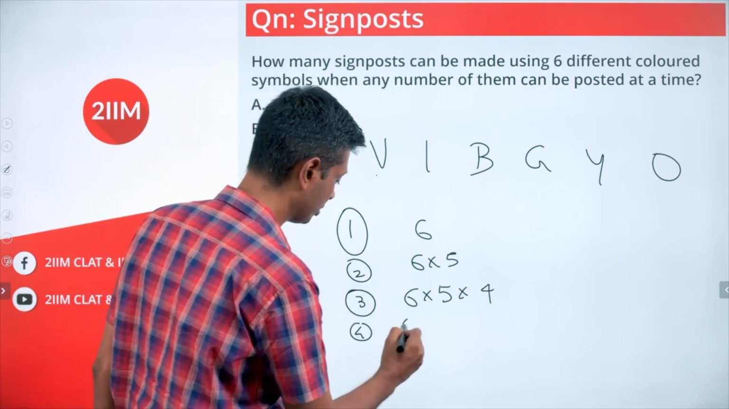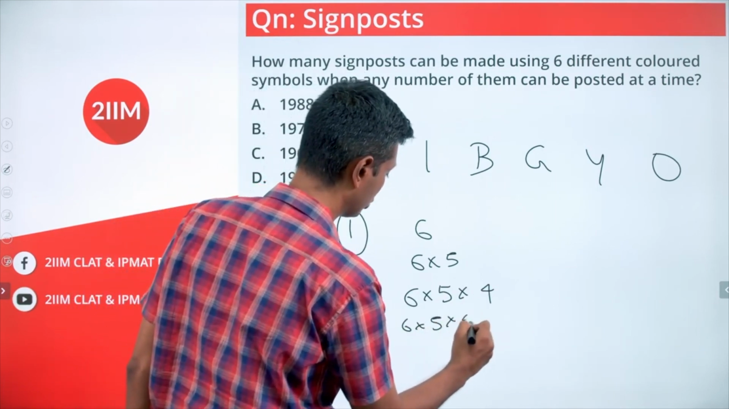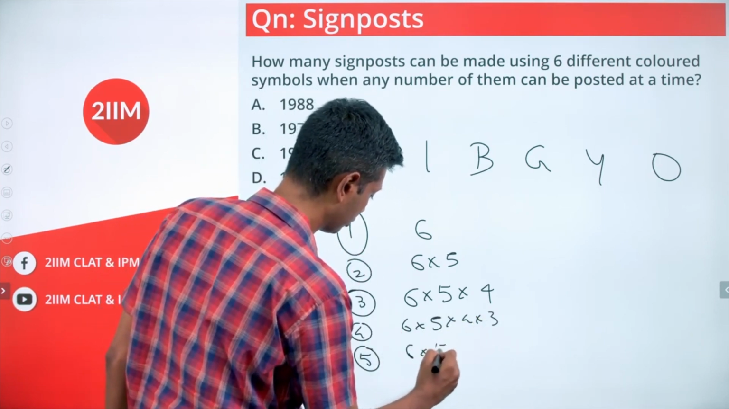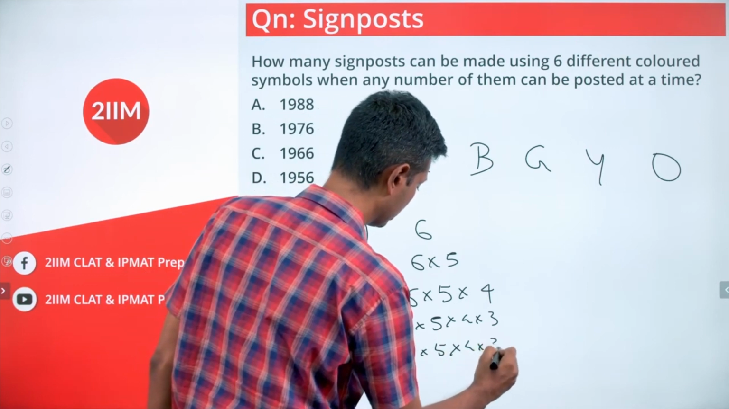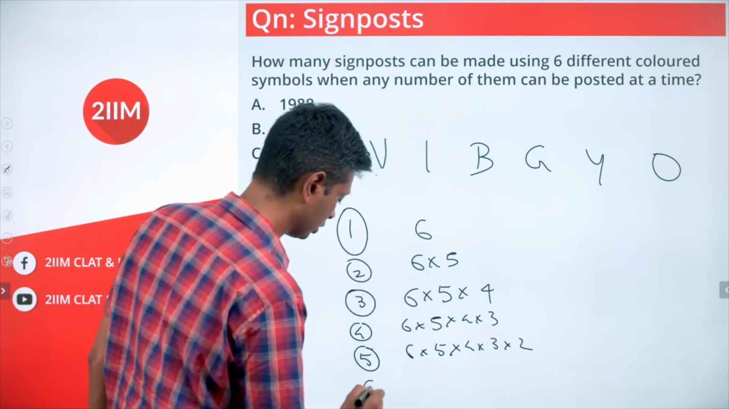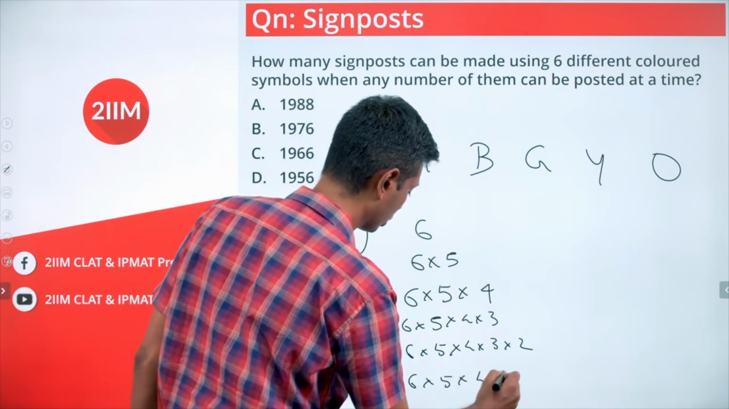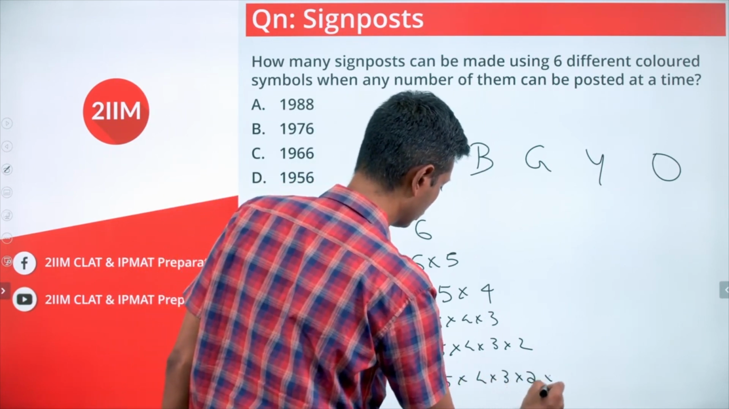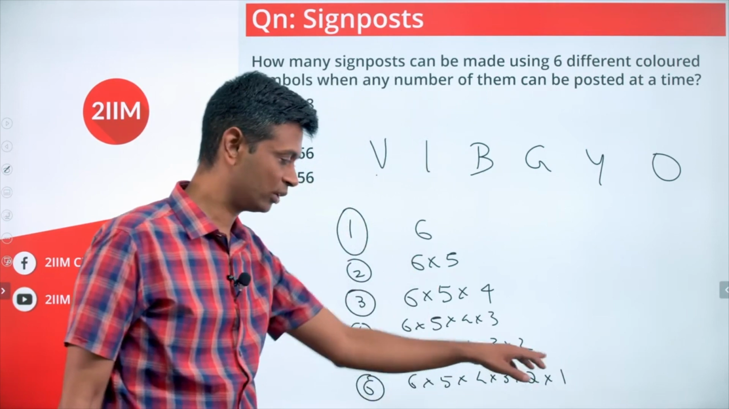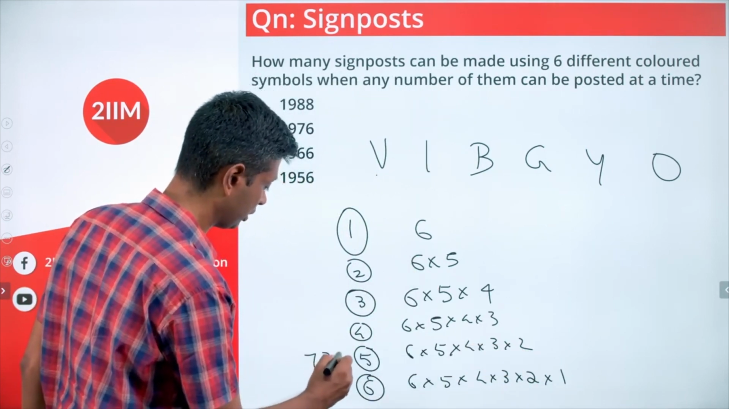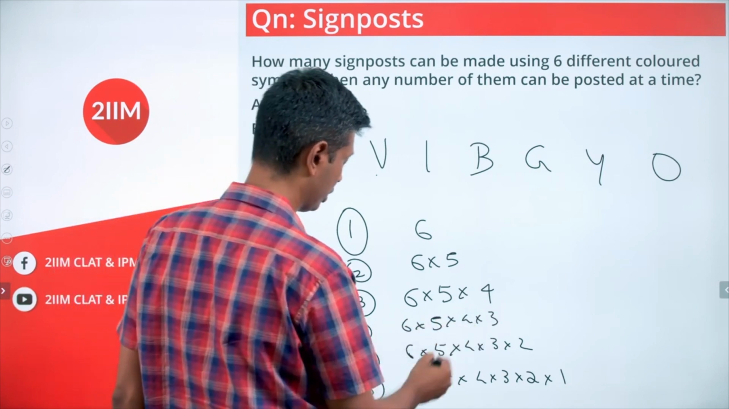Selecting 4 will be 6 into 5 into 4 into 3. Selecting 5 will be 6 into 5 into 4 into 3 into 2. Selecting all 6 will be 6 into 5 into 4 into 3 into 2 into 1. This is 6 factorial. I know this is 720. This is also 720. 6 into 5 into 4 into 3.